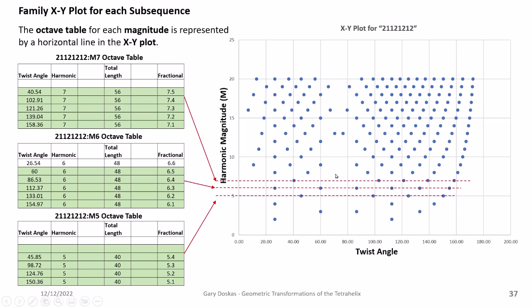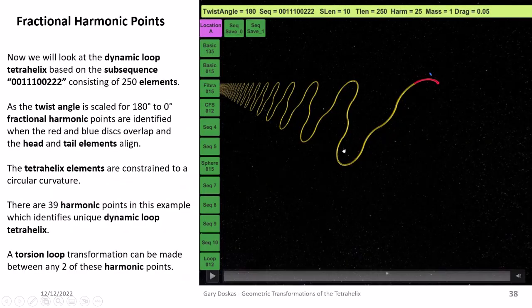So now I'm going to introduce a little bit more of a complex sequence. It's a 10-bit sequence of 00111, 00222. There's 250 elements in this tetrahelix, and I use this for a data collection. I'm just going to scale the twist angle from 180 to 0 degrees. At 180, it makes a straight linear wave, in this case. And as I twist it down to 0, it resolves down to a small ring.